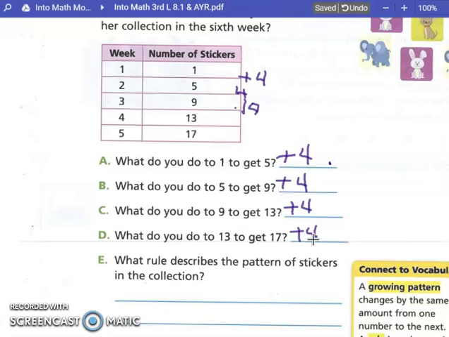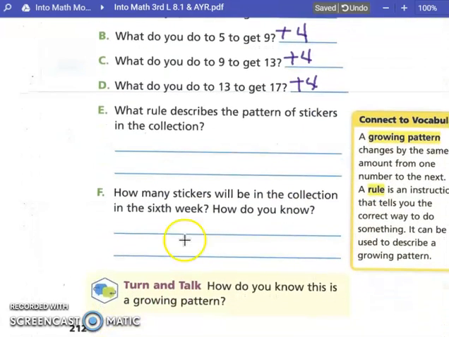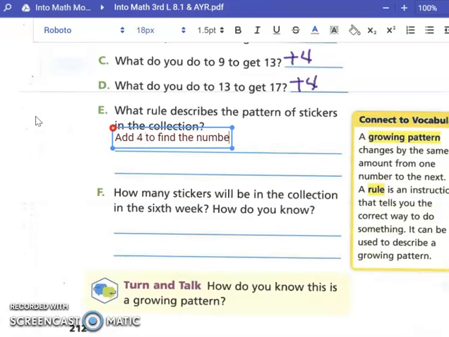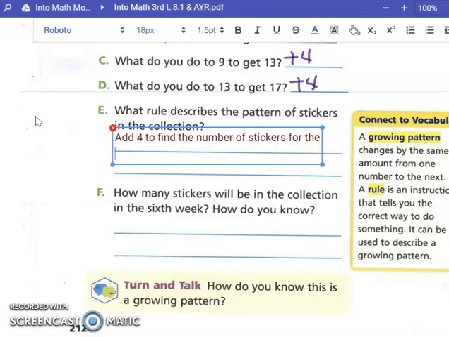Growing pattern changes by the same amount from one number. Okay, but what did we do up there? What was our rule? Well, it does have to do with that, but we add 4. Add 4 to find the number of stickers for the next week, right? Anybody have any questions on how we came up with that?